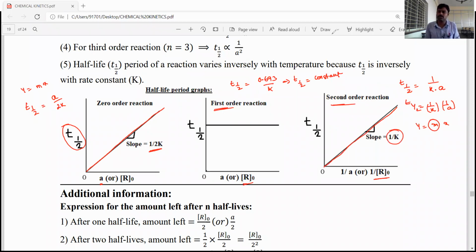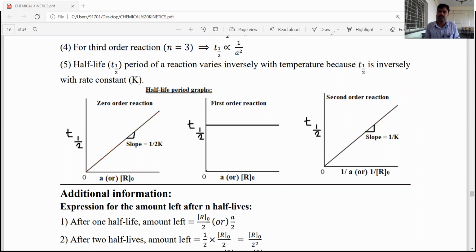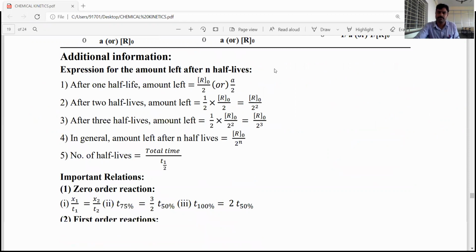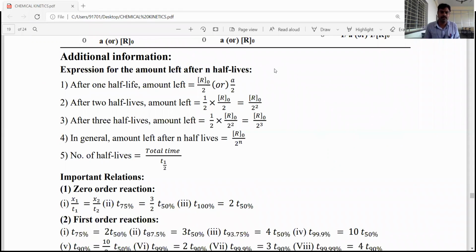Okay, dear students, now all the main important concepts are over. Now we need to discuss some important additional concepts, dear students. So for example, the expression for the amount of reactant left in n half-life periods we need to discuss. This expression is only for first order reactions, because the half-life period of a first order reaction is independent of the initial concentration of a reactant.